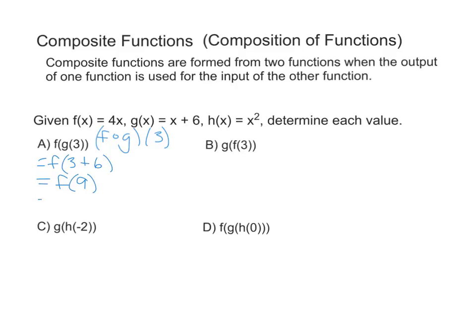Because then to find f of 9, you just take that f function and replace the x with 9. So that's equal to 4x, or 4 times 9, so 36. So the output for g of 3 was 9. That's what we had for g, and then we use that as the input for f. So we find the 9 from the g function and use that as the x in the f function.